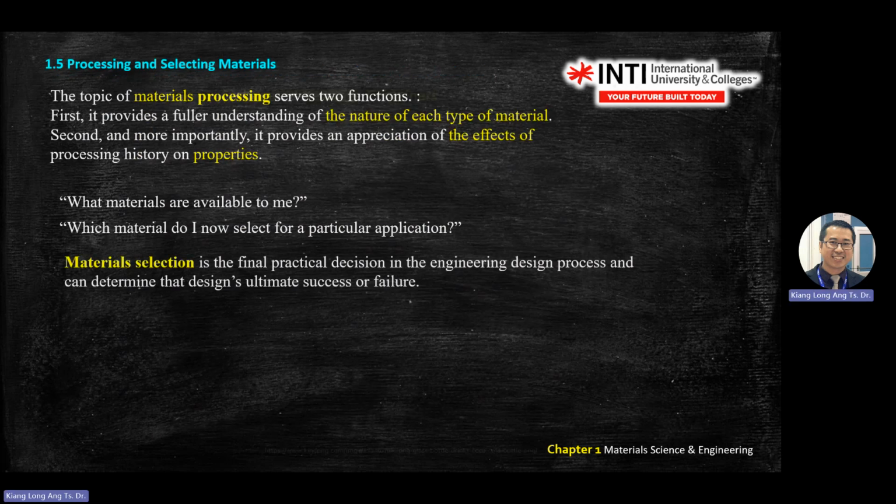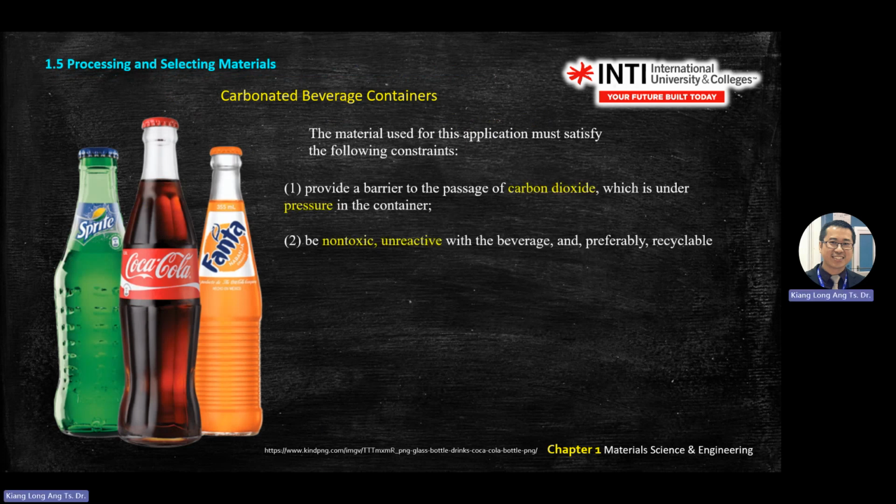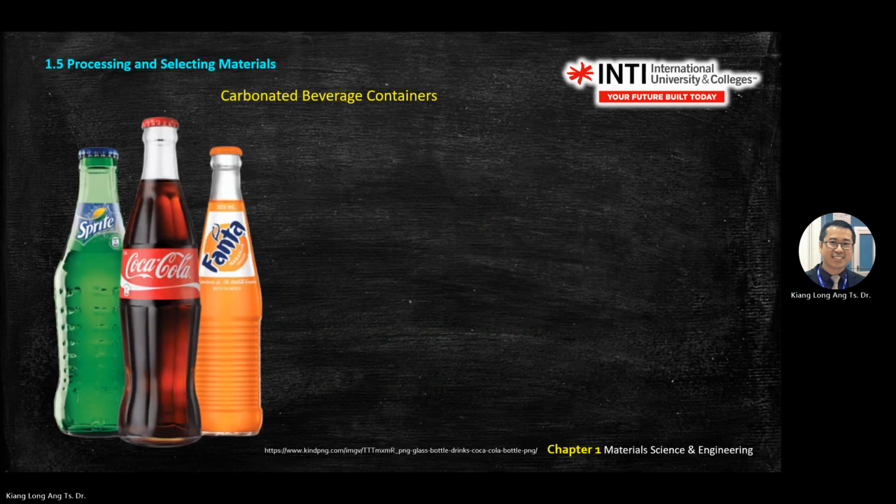The rest you read. Okay, so selecting material, this one is, for example, a carbonated beverage container, right? These are the things that we need to consider when you design for the container.